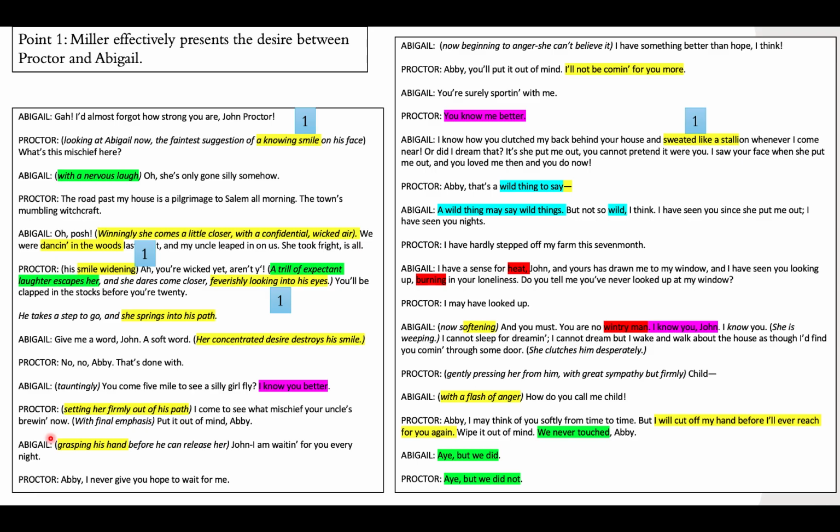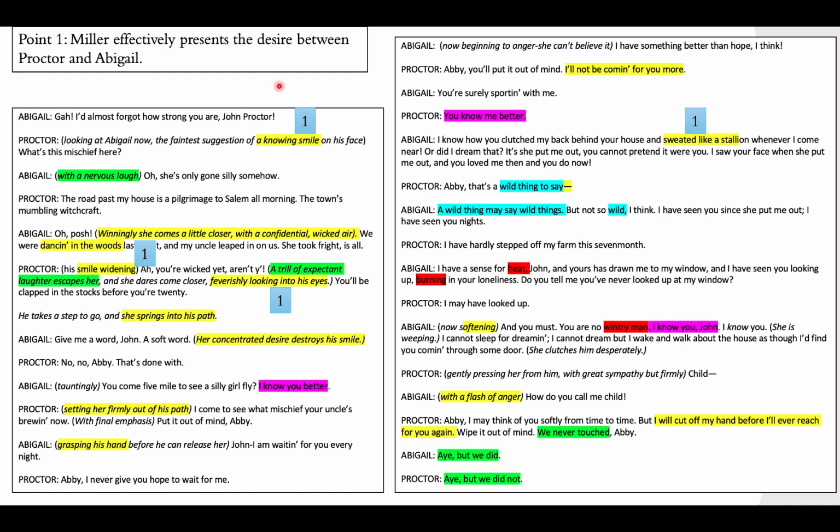So let's just have a look at point 1 and what I would be doing here. So point 1, just to remind you, Miller effectively presents a desire between Proctor and Abigail. So now what I'm doing is I'm going back through everything that I've already selected, and I'm thinking which ones effectively show the desire between Proctor and Abigail. And so what I've done is, because this is point 1, I've just numbered them. So all of the ones are the ones that I would use for point 1.